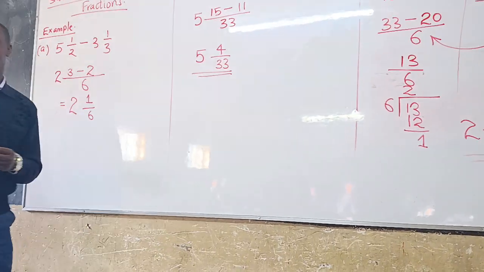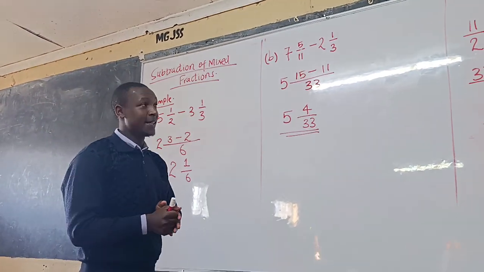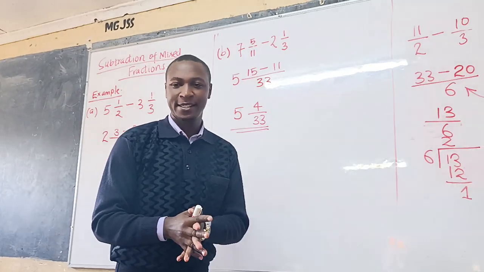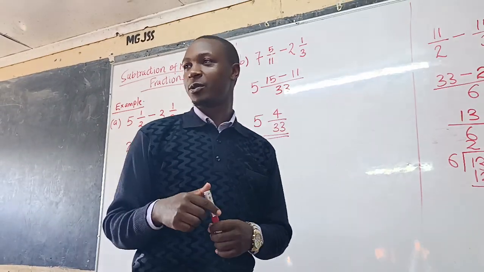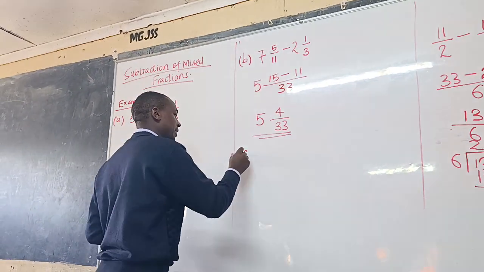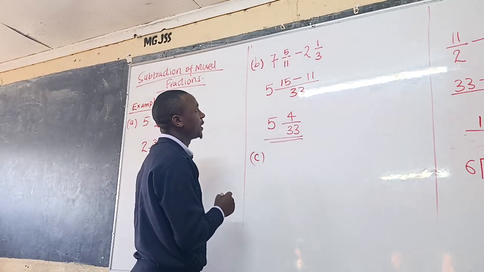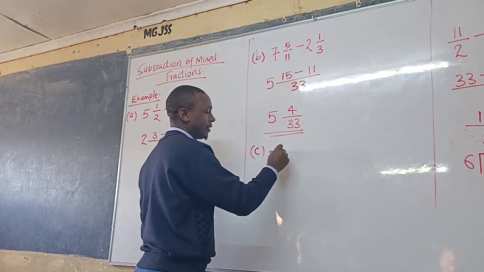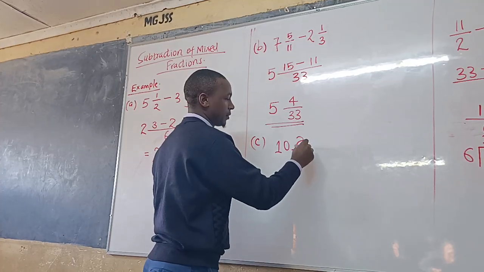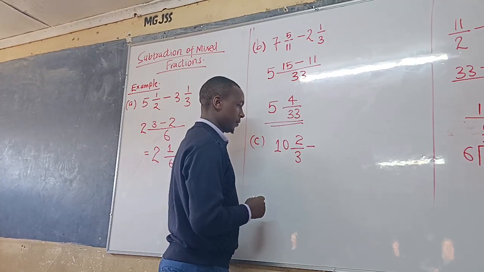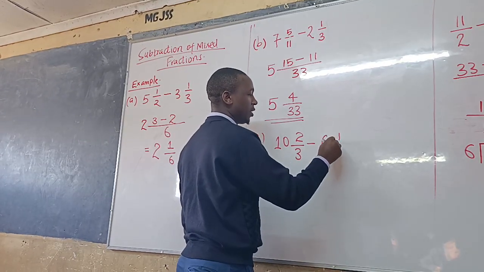That's good. I think those examples are enough. Are those enough? Yes. Now, I'll go to the next part. Maybe I can give you one so that you attempt on your exercise book. Are we there? Yes. Can you attempt this? Attempt this so that I see whether you can get 10 whole 2 over 3 minus 6 whole and 1 over 3.